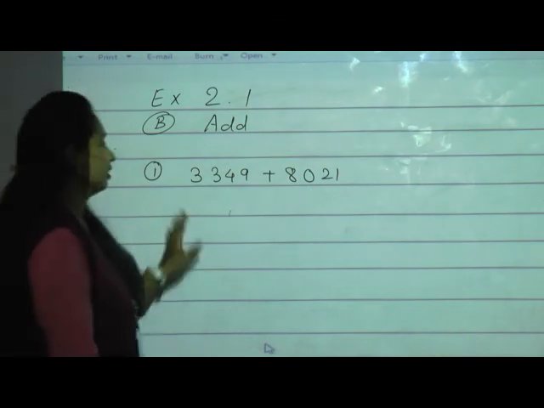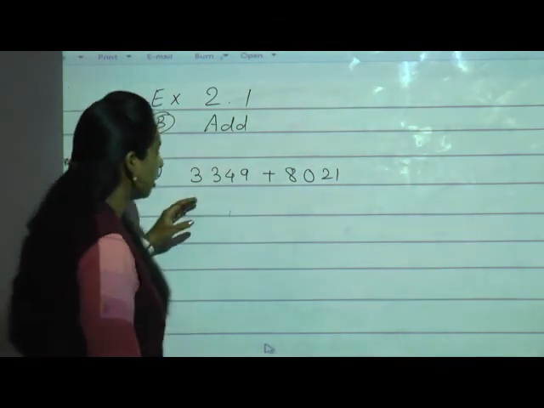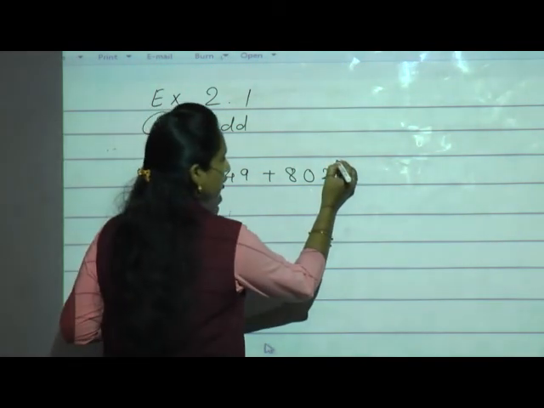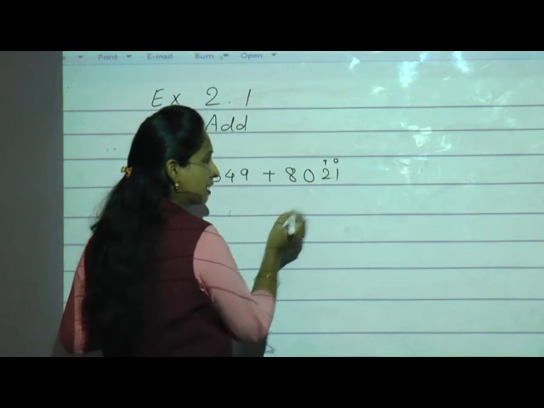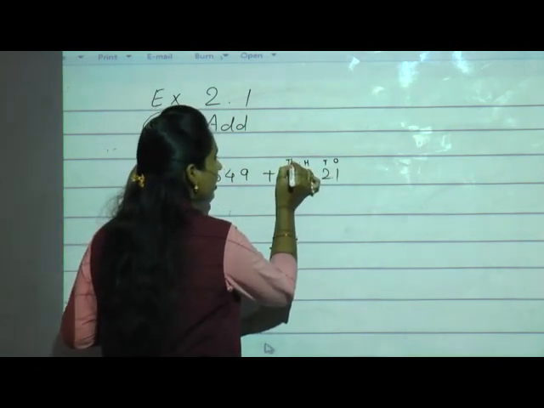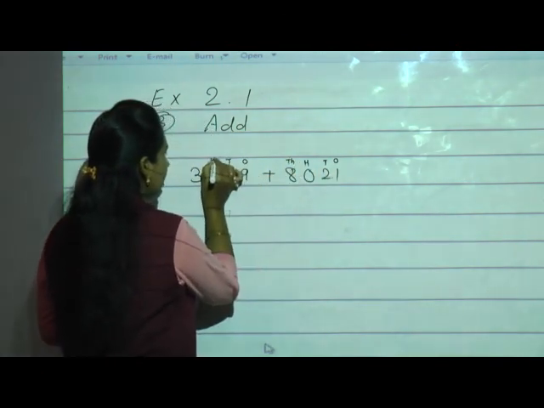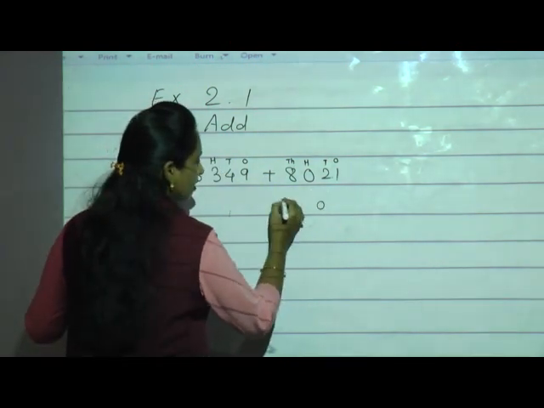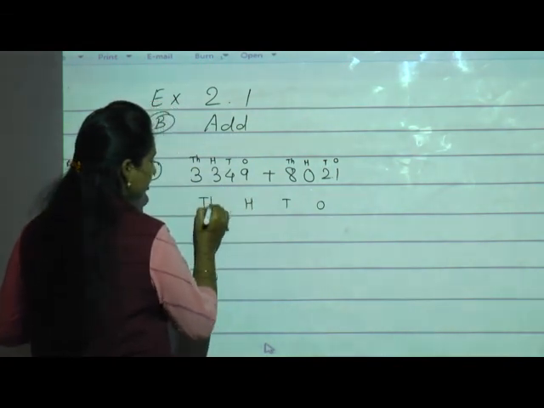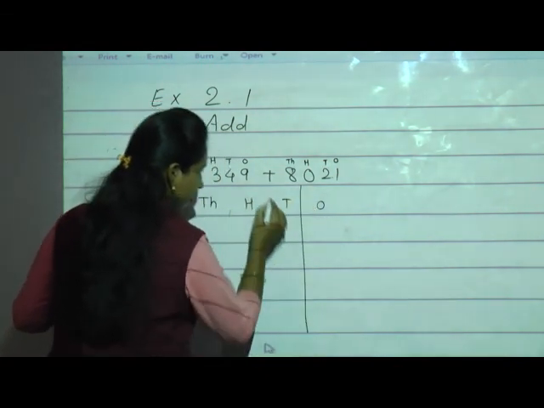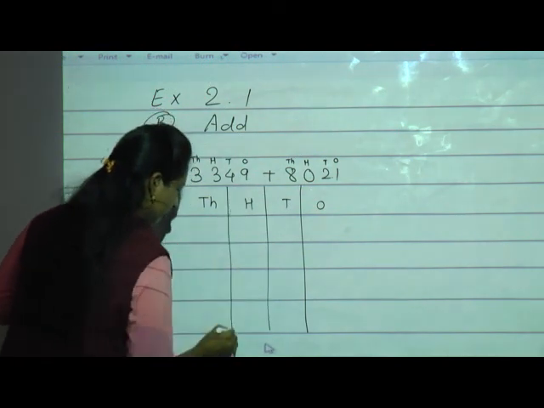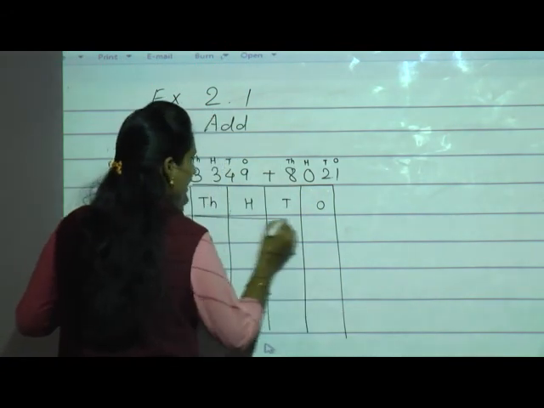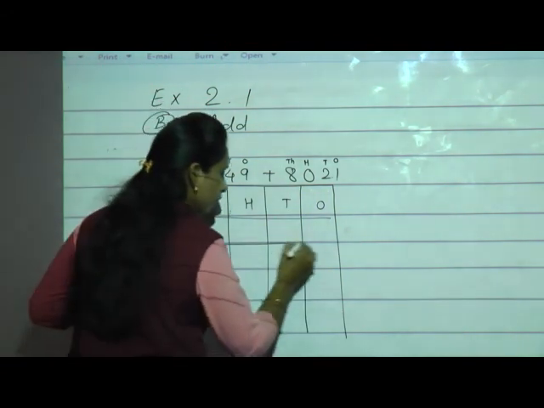Now what you will do, they are given horizontally, so we have to write vertically. Before that, I suggest you give the place value to each number: ones, tens, hundreds, thousands. Now draw the columns: ones, tens, hundreds, thousands. In this way. After giving place value, we have to leave one box for carry.